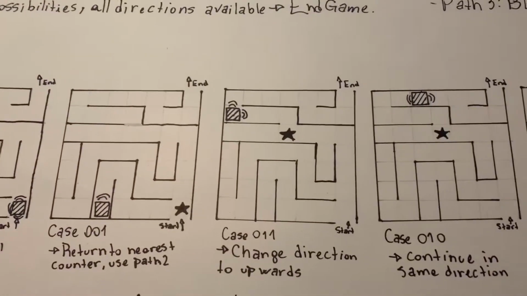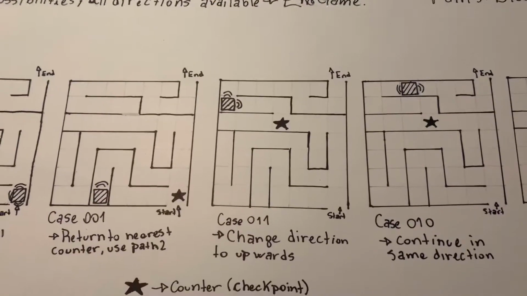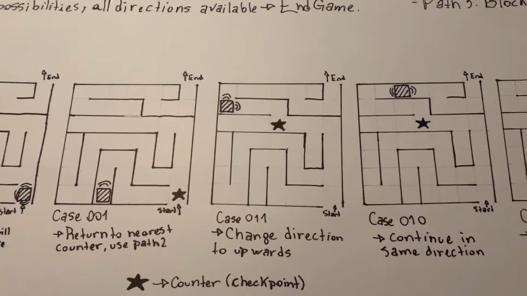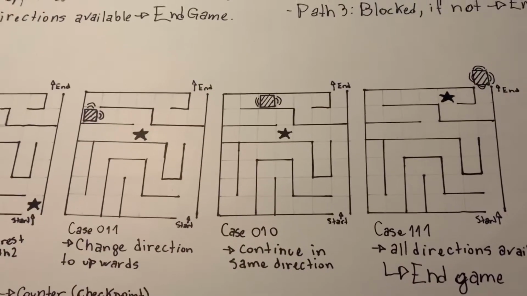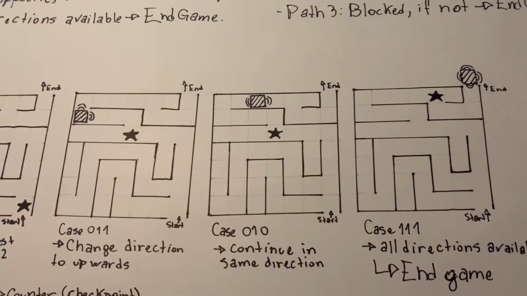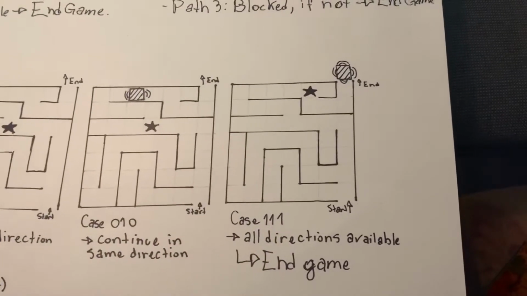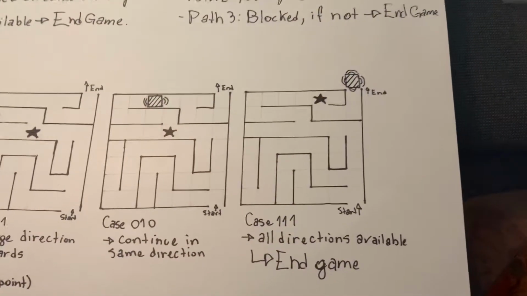Here is a change of directions, as it needs to go upwards, the case is 011. Here you need to go straight, so it's the same direction, 2 possibilities, case 010, and here all directions available would mean the end of the game.